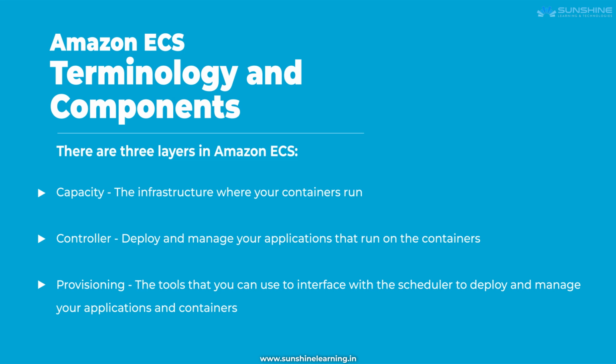Then the controller. The controller deploys and manages your applications that run on the containers. It is a kind of ECS scheduler. And then comes the provisioning, the tools that you use to deploy all these containerized applications on ECS. You can use the AWS CLI, you can use the management console, and you can use software development kits, SDKs, as well as CDKs, cloud development kits. Along with that, you can use some third-party pilot tools as well. So these are the three layers that are required when you work on the Elastic Container Service.